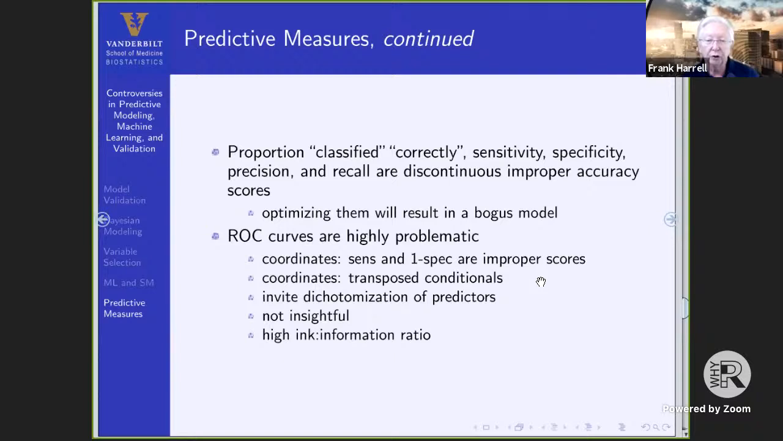So every coordinate on an ROC curve is a conditional probability of the known, which is like biomarker greater than some cutoff, given the unknown, which would be disease status. And so that transposed conditional makes the ROC curve misleading. And it makes it only apply to retrospective studies like case control studies where the sampling is transposed. It also invites dichotomization of predictors, which is a terrible idea and it's not insightful. And I've seen probably 10,000 ROC curves in the last 20 years, and I've never seen one, not a single one, where there was insight provided by the ROC curve. It has a very high ink to information ratio.